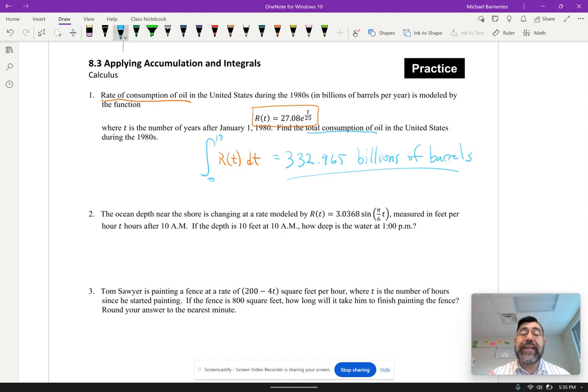So I hope you get the idea that whenever you're given a rate of change and you want to find something about the original quantity, the net change or the total change in the original quantity, it's all about taking an integral. And that's what we're going to practice in class the next time we see each other.